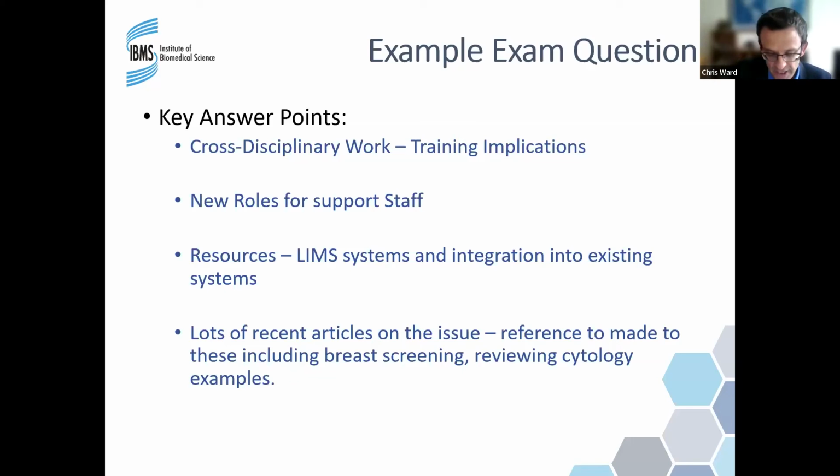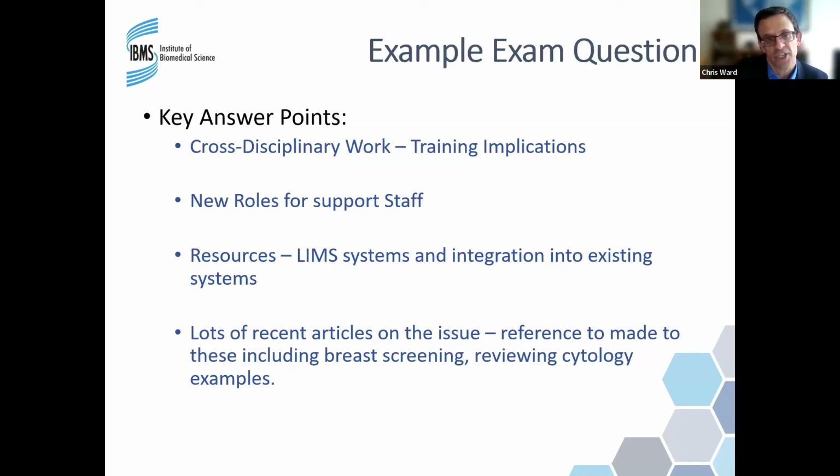As I said, this was a pre-seen question, so there were lots of opportunities to have a look at articles which you could then have referred to in your essay as well. So it's a good example. I've put 2 examples there of breast screening and cervical screening, but there are other examples you could have picked up as well.